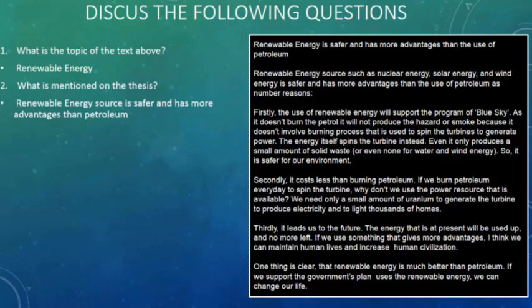Okay, then here is question number 3. What is the main idea of the first argument? Okay, so I would like to ask again, how many arguments does the writer write here? 3. First, okay, what is the main idea or the topic sentence of the first argument? Right, here is the topic sentence and here is the main idea. So your answer must be: the use of renewable energy will support the program of Blue Sky.